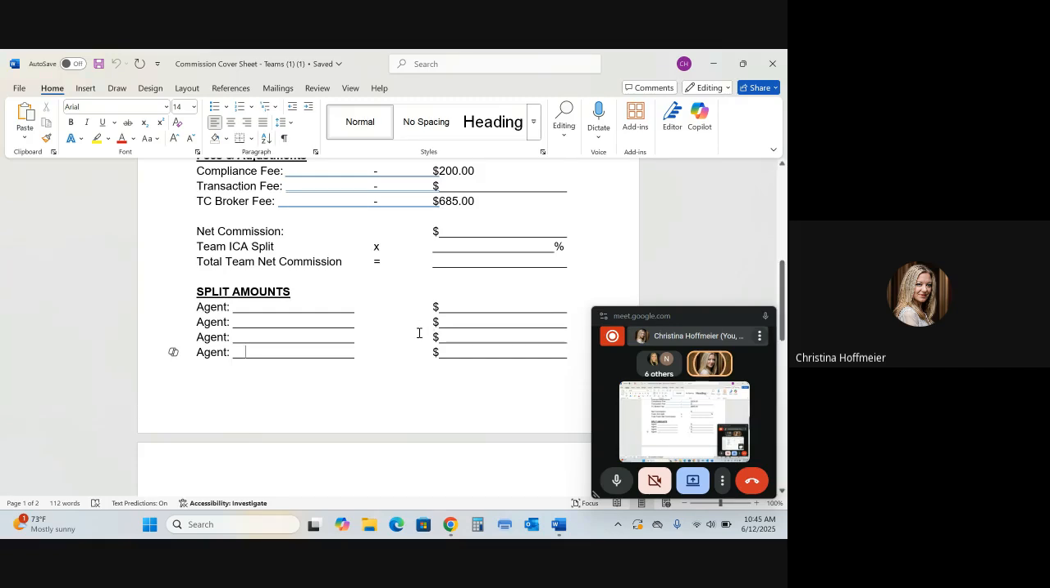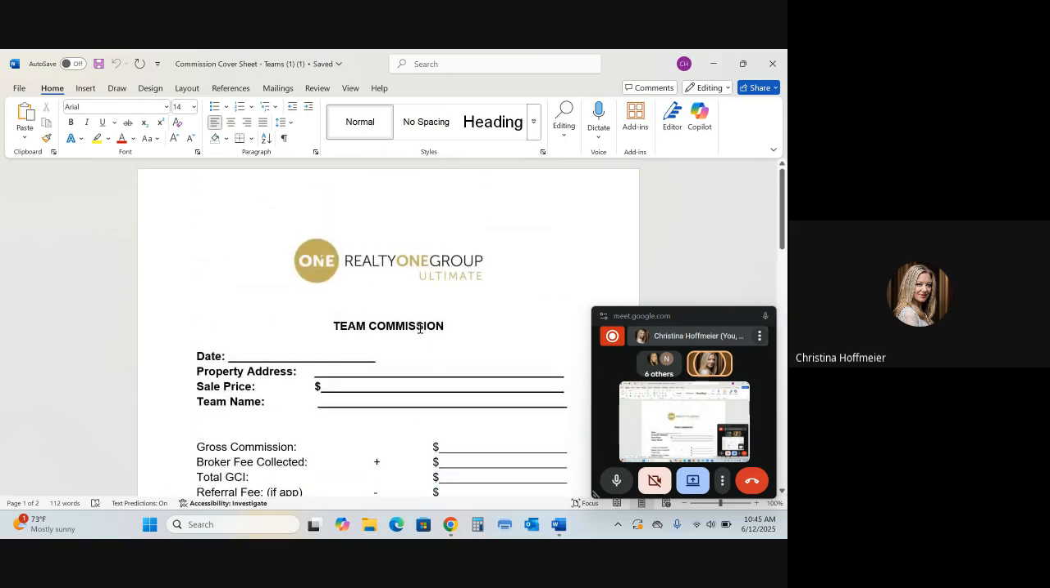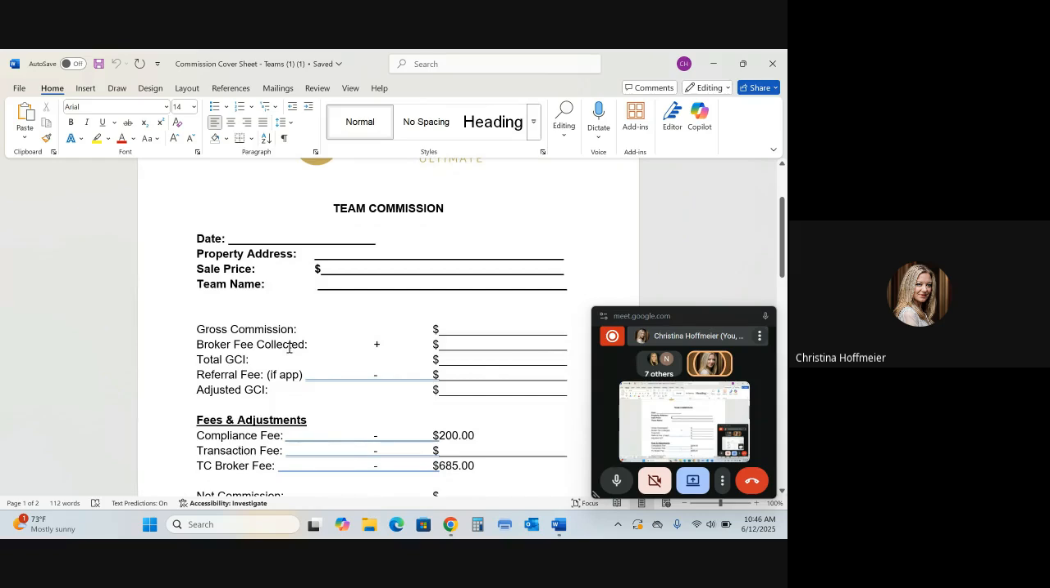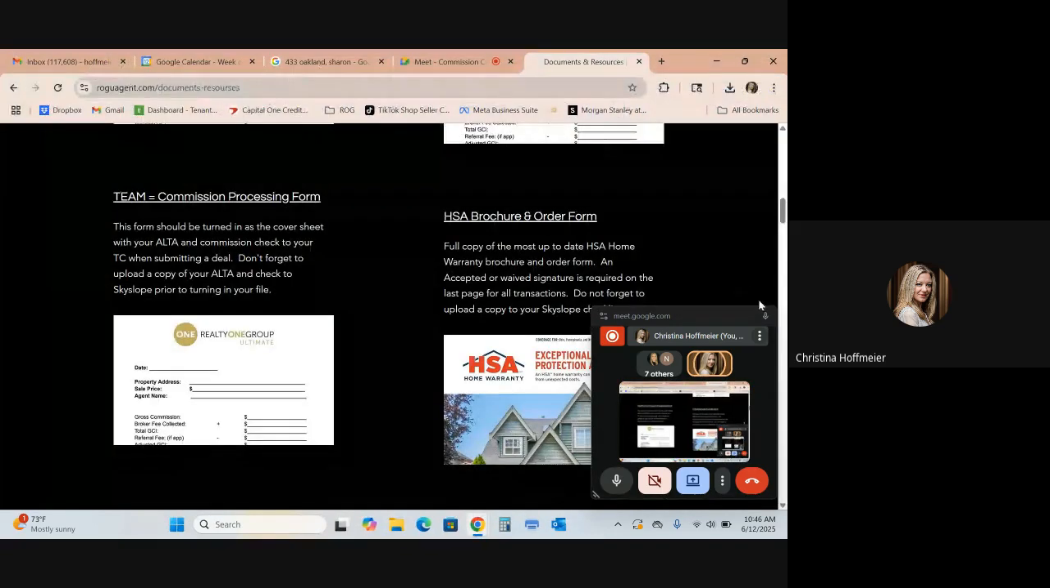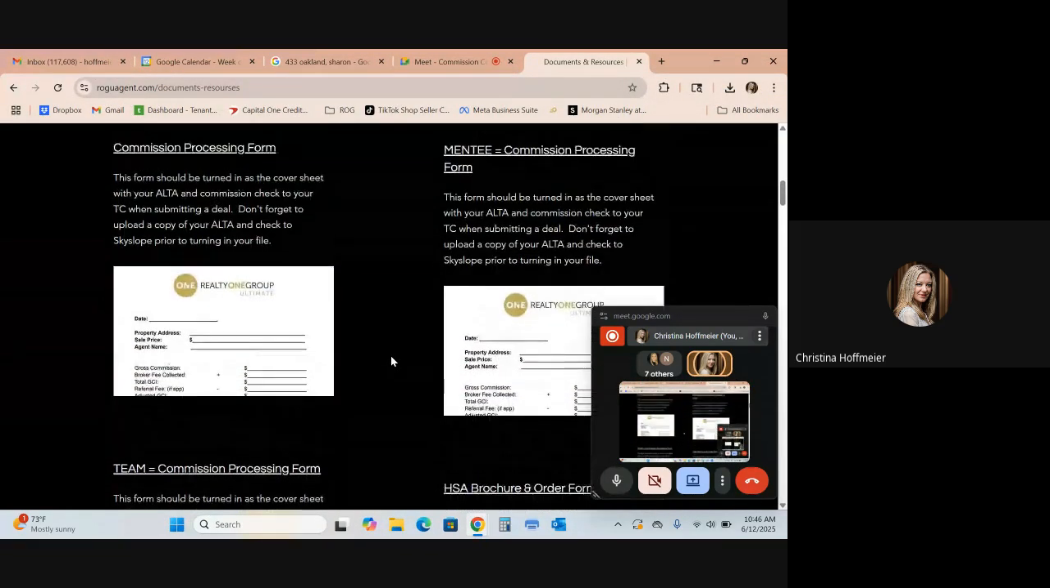So any other questions on team commissions? But yeah, you can use this for co-listings and stuff like that. So please, you don't have to be a team. We designed it for teams, but you can use this if you're co-listing or if you're just teaming up on one listing. No? All right, great. So that covers commission forms.